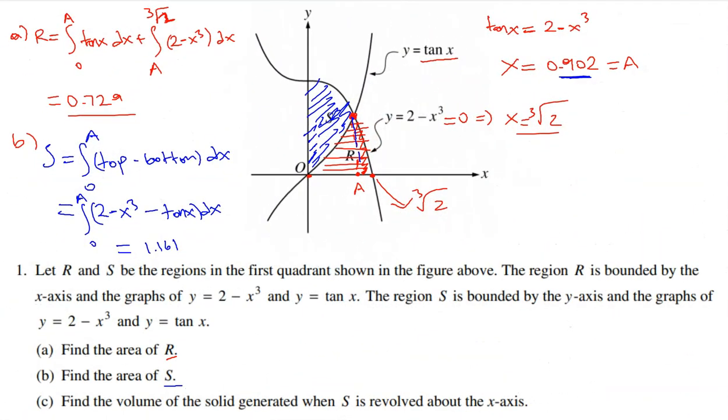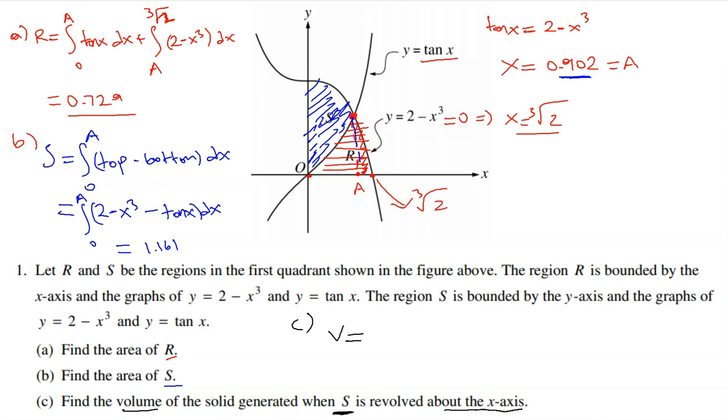Alright, so let's move on to part C. In part C, we're being asked to find the volume, and you see that it says about the x-axis, which means we're going to find a volume with respect to x, so we're going to use the x coordinates. So for part C, we're going to find the volume of the solid S. As you may notice, the solid S is in between two curves, y equals tangent x and y equals 2 minus x cubed.